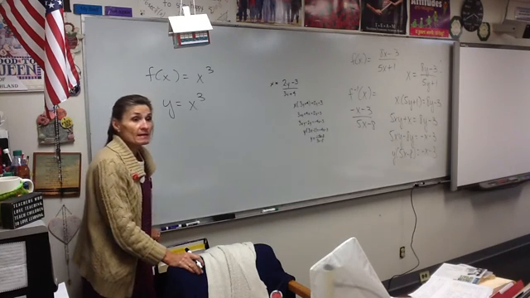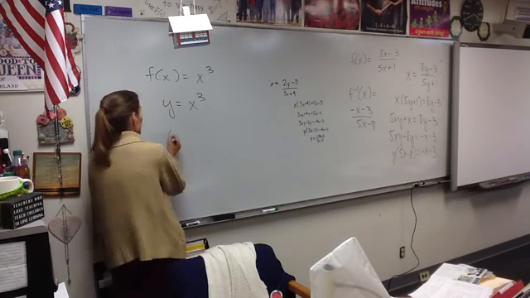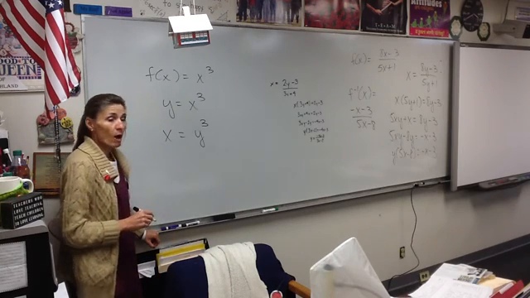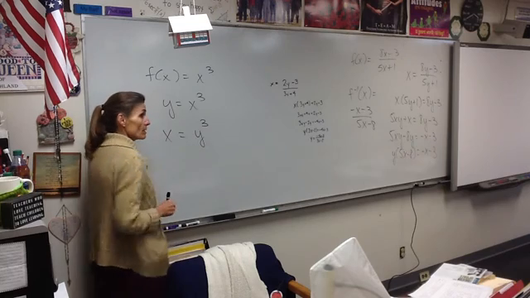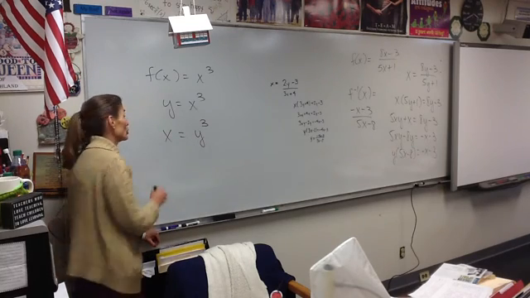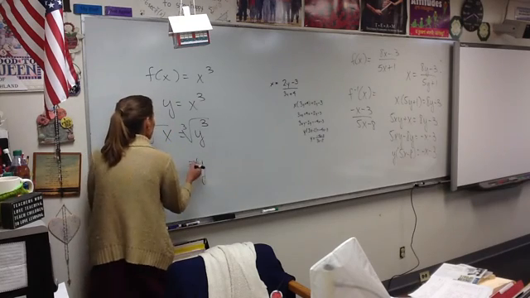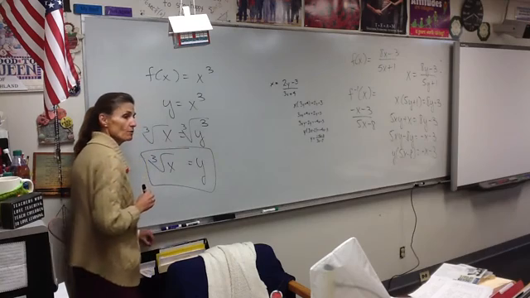What's the first step to finding the inverse? Switch them. That's always the first step. So we're going to switch them. Now we have to get our y by itself. So what am I going to do to get y by itself? Cube root both sides. So y equals the cube root of x. There you go. That's your inverse.